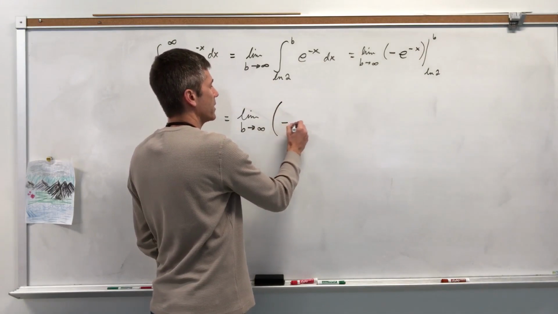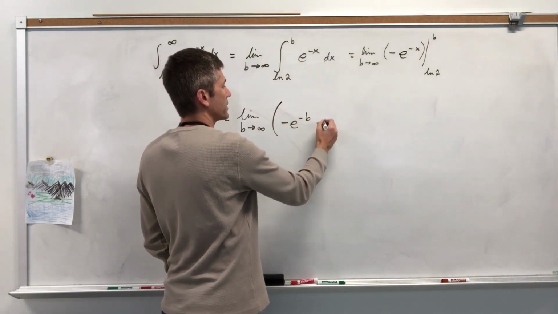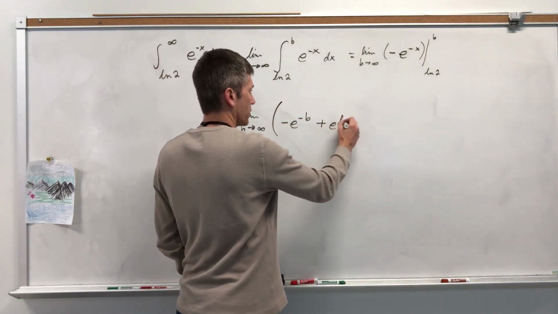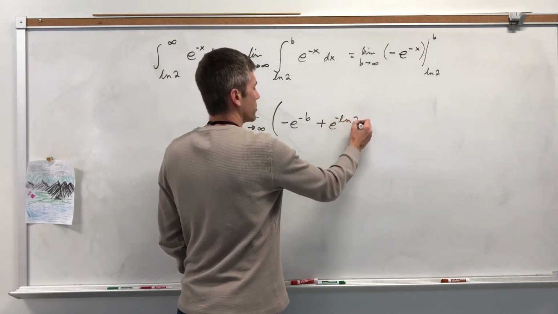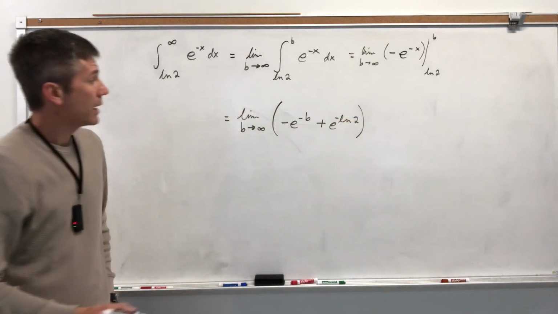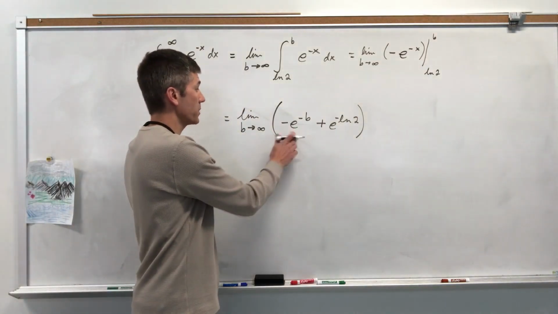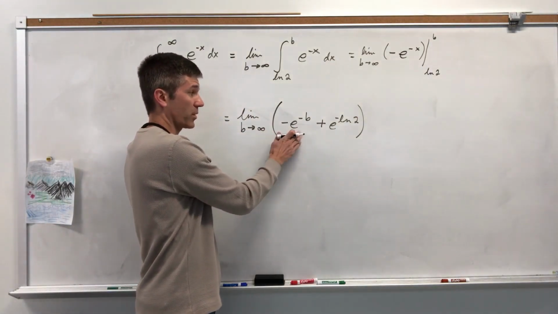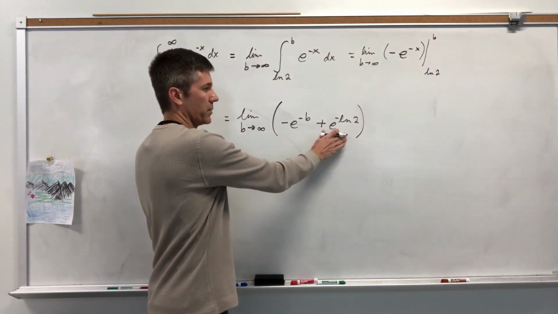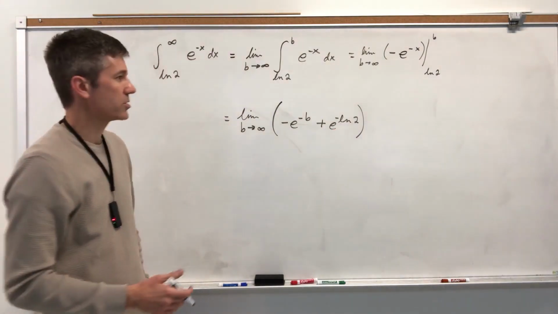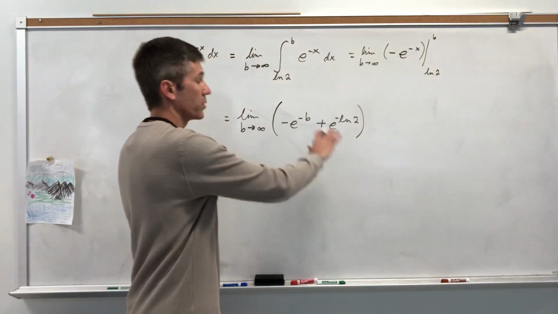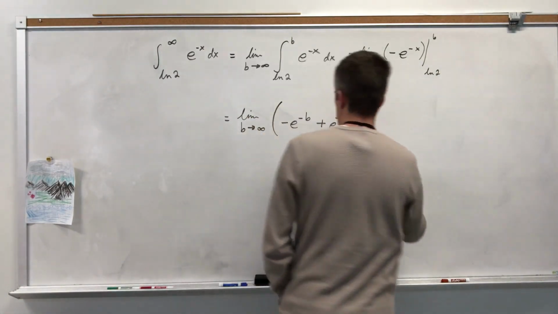So we have negative e to the negative b minus negative e to the negative natural log of 2. Okay, there's a lot going on here. And I would like to point out the obvious. This is a b, this is a b. The limit only applies to this first term. I don't need to worry about the limit of the second term because it's not really an issue. So I'm going to just proceed with this.